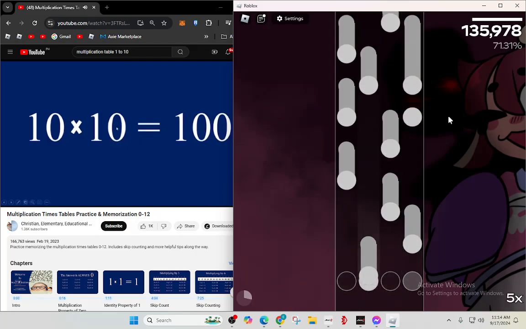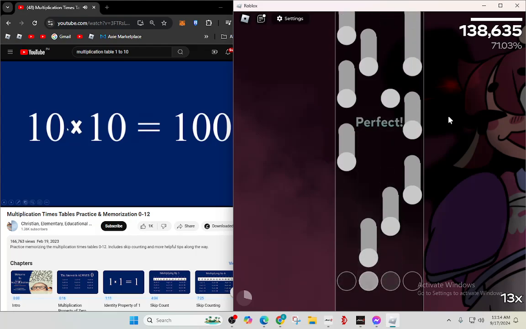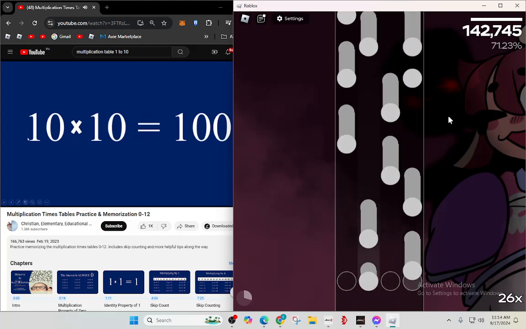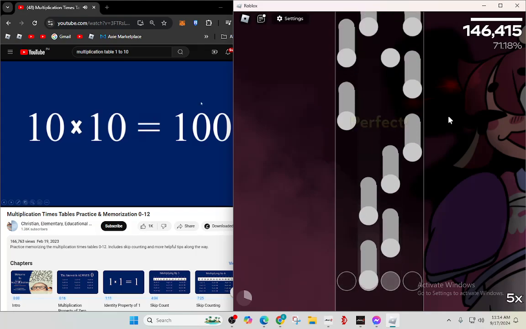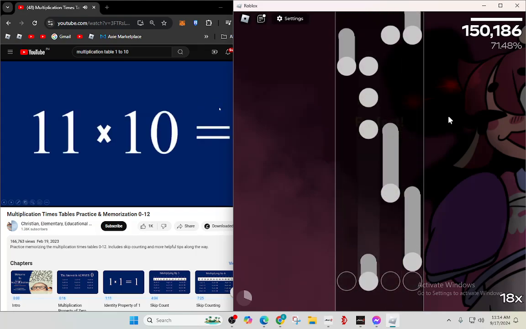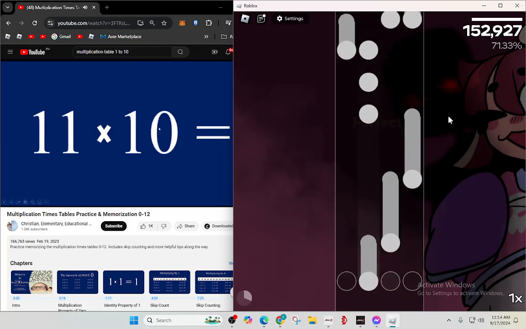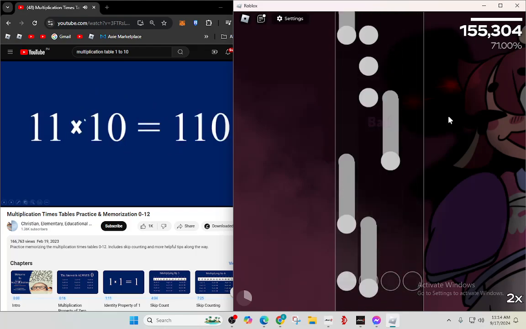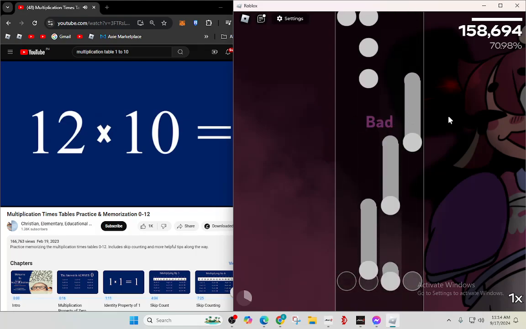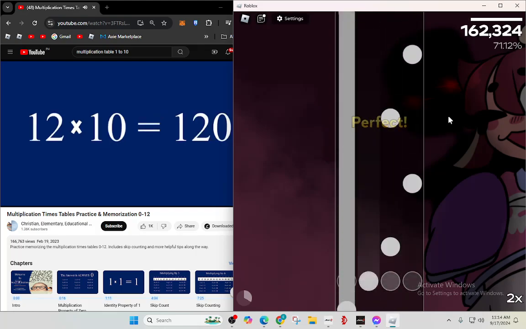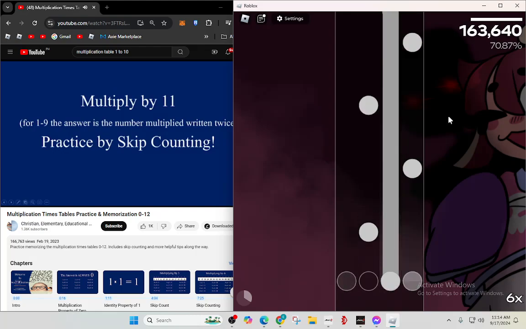And just remember, take the 0 from the 10 and put it behind the number you're multiplying in the ones column, and that will give you that answer. So take your 10 and put a 0 behind it, and there's your answer. And 11 times 10, we'll take that 0, put it behind the 11, and you get 110. And 12 times 10 equals, you got it, 120. All right, now let's practice multiplying by the number 11.